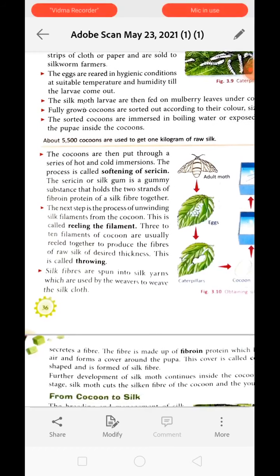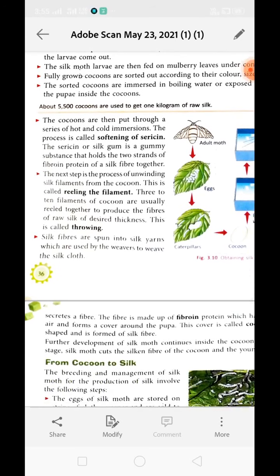Now next, when the silkworm larva comes out, it will start feeding on mulberry leaves, which we provide by chopping them. After feeding, there will be a time, about 4 to 5 weeks later, when this caterpillar will stop feeding. At that time it will start secreting a thread-like structure around its body. This is the silk filament.